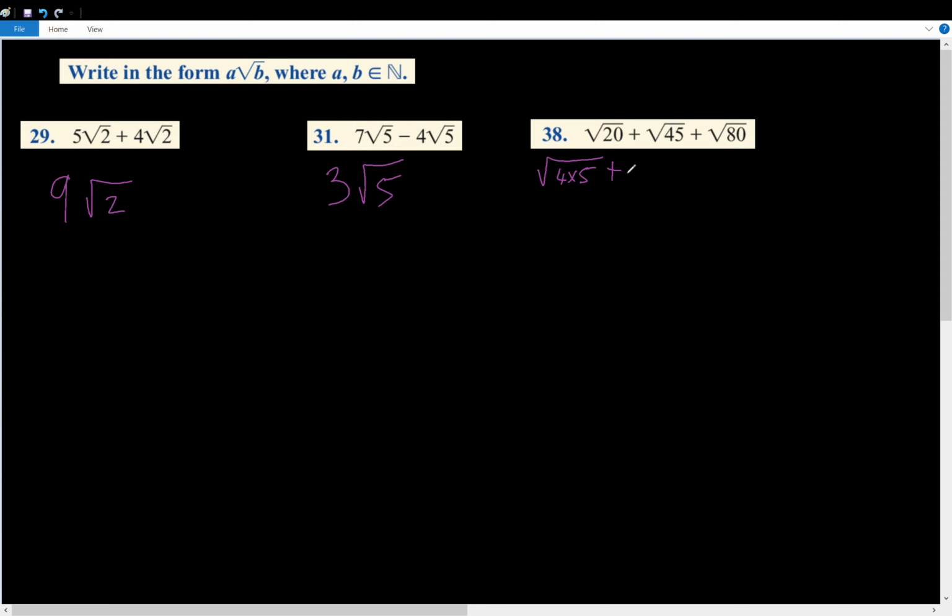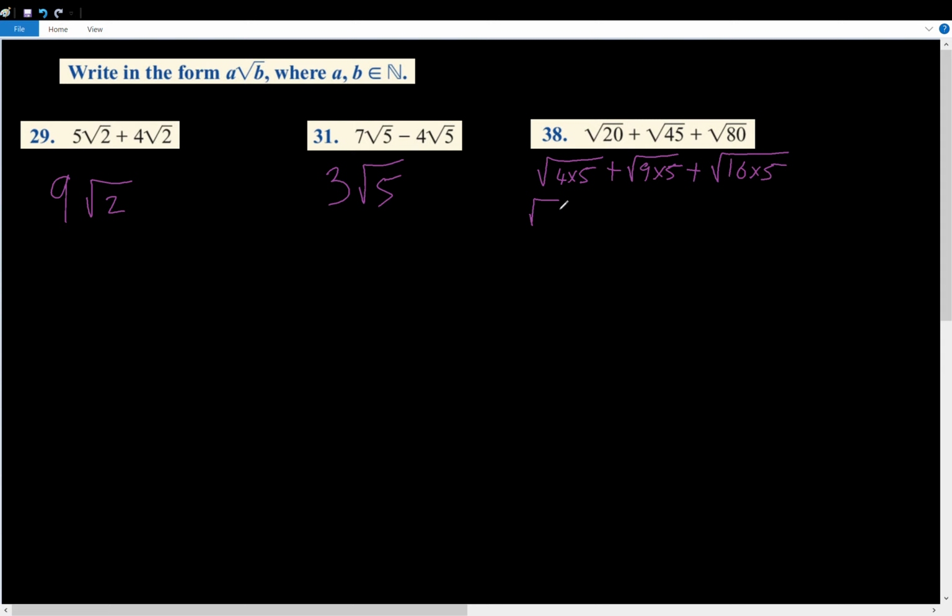And then root 45 can be rewritten as the square root of 9 times 5. And again, 9 is chosen because it is a perfect square. And root 80 can be rewritten as the square root of 16 times 5. And again, the reason 16 is chosen is because it is a perfect square. Each of these square roots has a product underneath it, which means we can apply the square root to each factor individually.